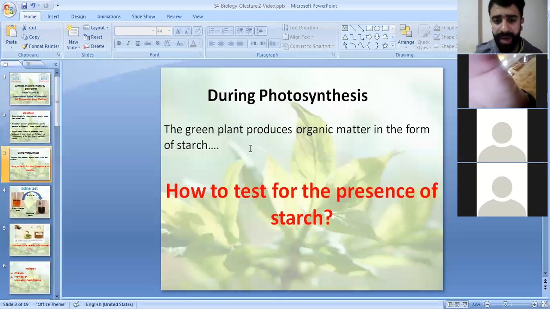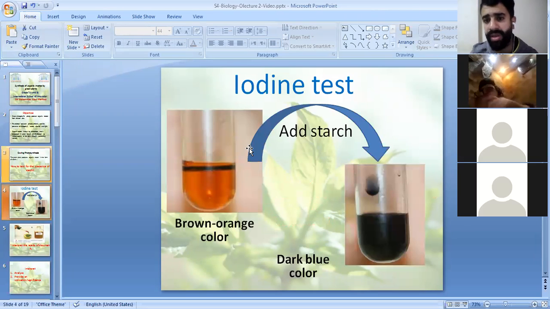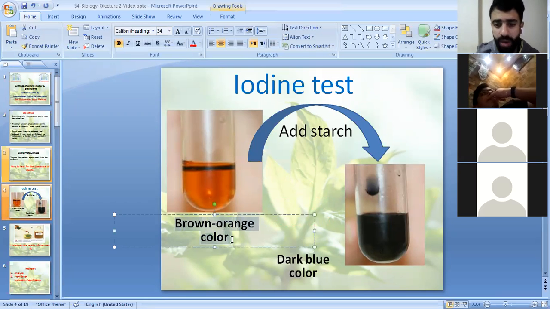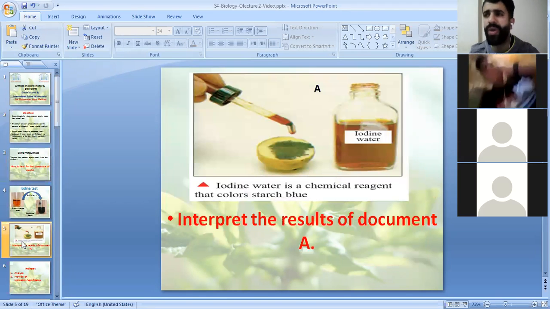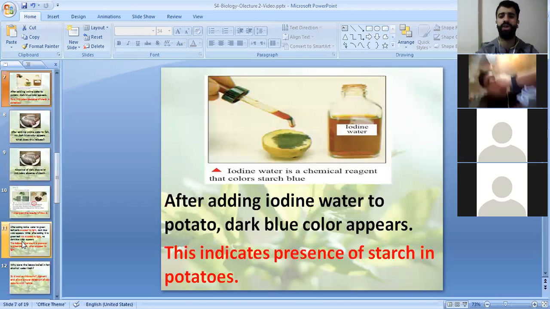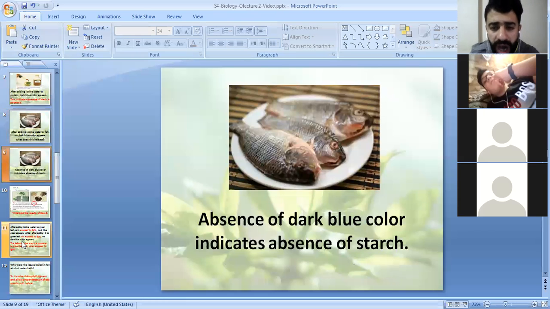How can we detect the presence of starch? By the iodine test. If it gives a dark blue color, it means you have starch. No dark blue, but a brown, yellow, or orange color, means there is no starch. This brown orange is called a negative result, while dark blue with iodine is called a positive result. When we add iodine water, we get a dark blue color, meaning we have starch, like the case here in potatoes. When we add it to fish, there is no dark blue color, and the color remains the same brown, orange, or yellow. This indicates the absence of starch.